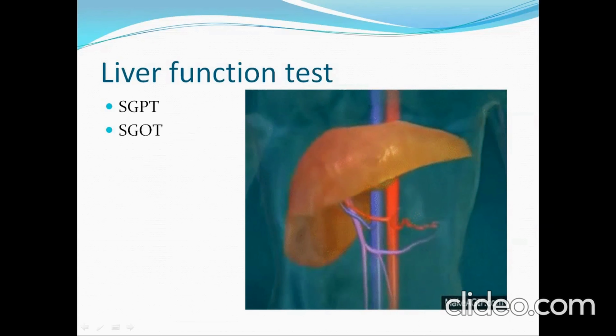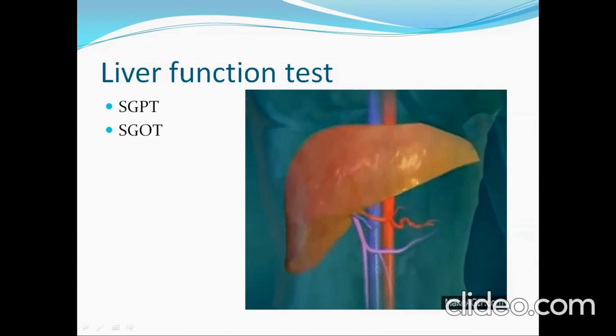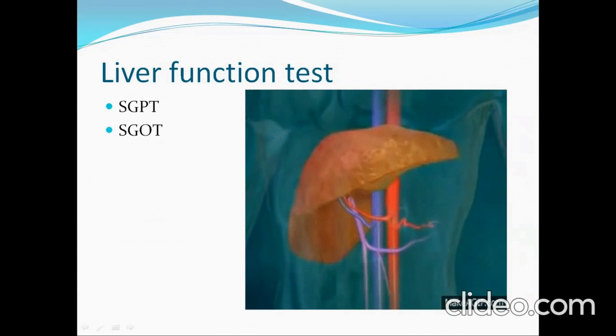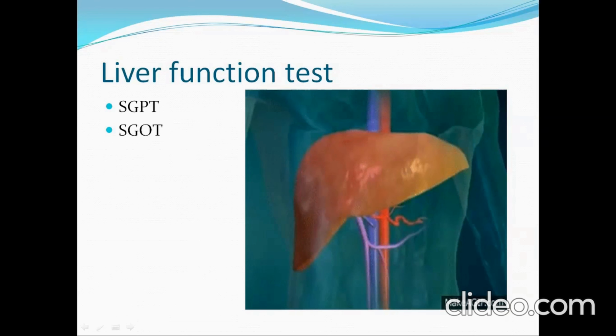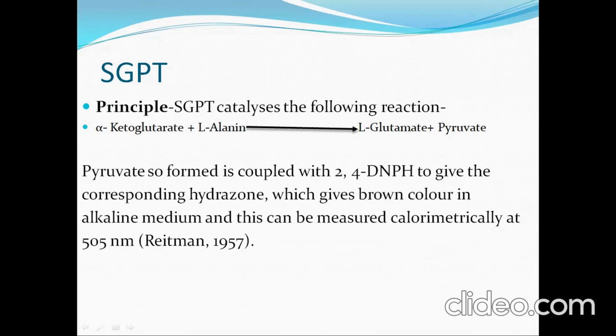Then after, liver function test. For liver, there are again two very specific tests. Those are SGPT and SGOT. SGPT. The principle of SGPT is that SGPT catalyzes the following reactions.